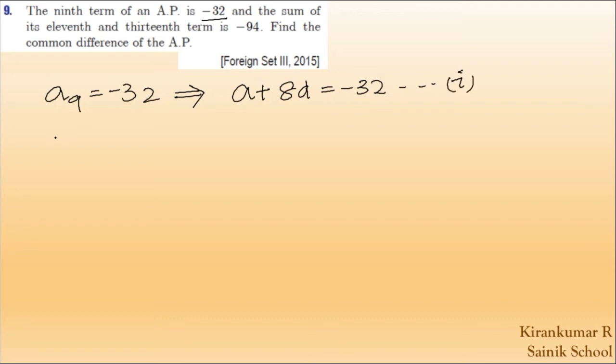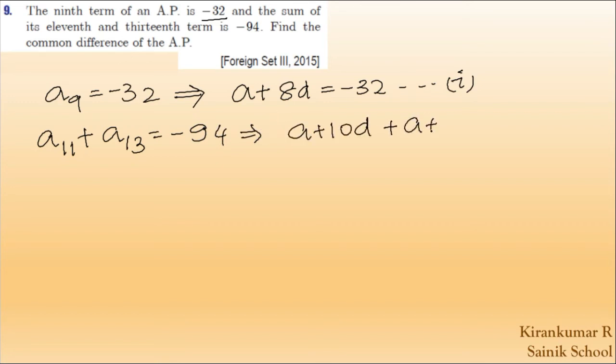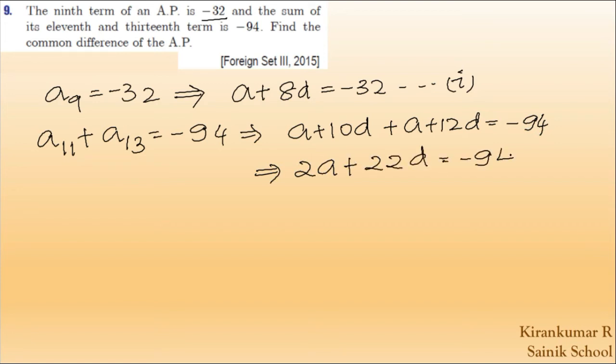They have given that the sum of the 11th term and the 13th term is negative 94. So a plus 10d plus a plus 12d equals minus 94. On simplification we get 2a plus 22d equals minus 94. Divide both sides by 2 and we end up with a plus 11d equals minus 47. This is our equation 2.